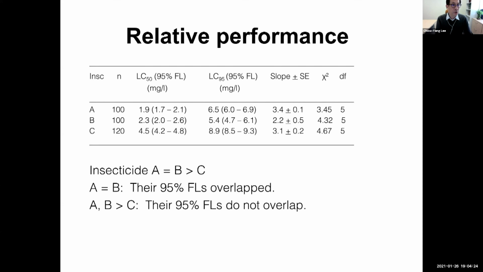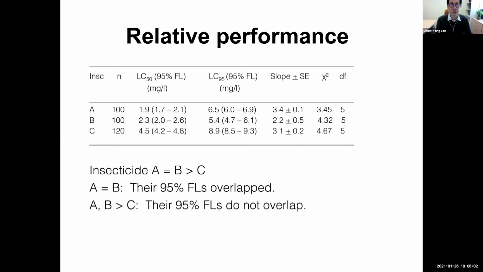Next one is to look at the toxicity data and try to make sense whether they are significantly different from one another. For example, for insecticide A and B, how do you tell whether they are significantly different from one another? Of course, there are many different ways to do it, but the easiest way is to take the fiducial limit and see whether they overlap with one another. Take the LC50 95% fiducial limit.